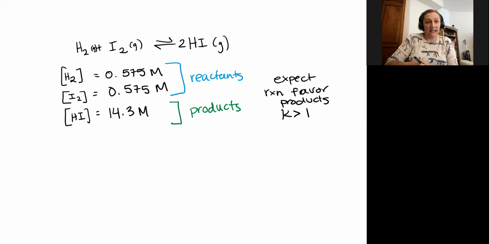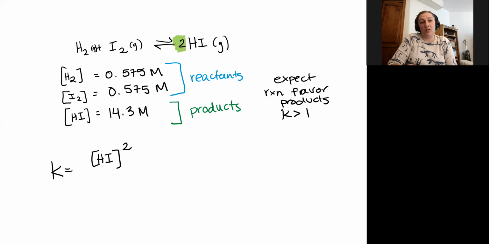So setting this up, I'm going to write out my equilibrium constant expression. It's that K value equal to the concentration of my products over the reactants. So in this case, my product is hydrogen iodide, and I have a coefficient of 2 in front of it. And so I'm going to square that concentration of hydrogen iodide. It's going to play a larger role in figuring out where equilibrium lies because it forms 2 instead of 1.